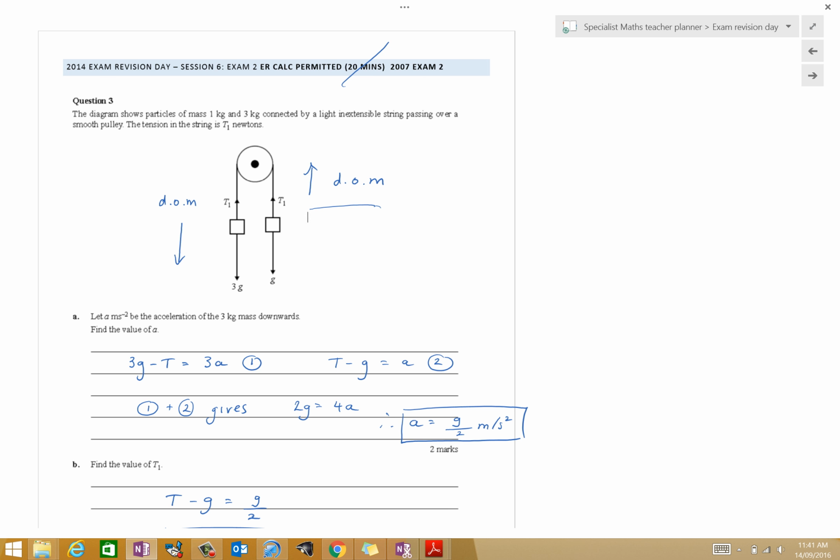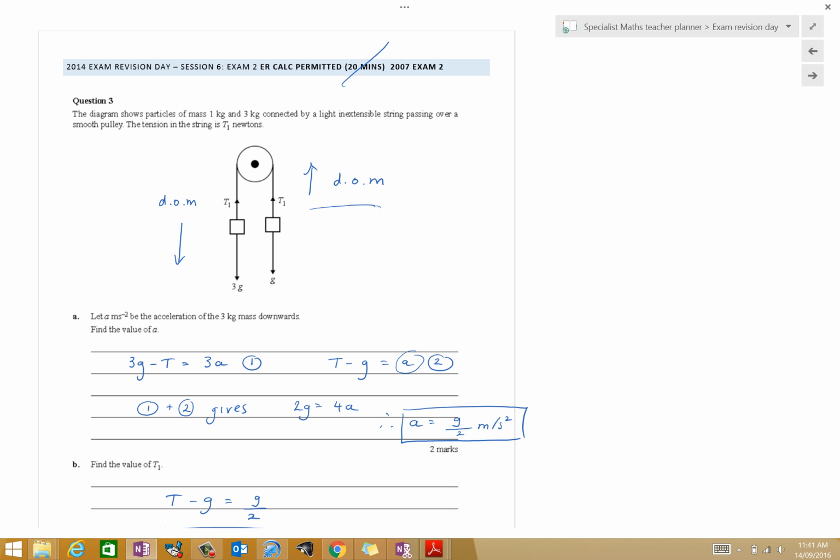And I've basically said that on the left-hand side, 3g, down is positive on the left, 3g minus T, and that is equal to 3a. And where a lot of students screw up is that force equals ma. On the left-hand side, the mass is 3, so it's 3a. On the right-hand side, the mass is 1, so 1 kilogram times a is a. Then you add those together, and that gives you a equals g on 2.